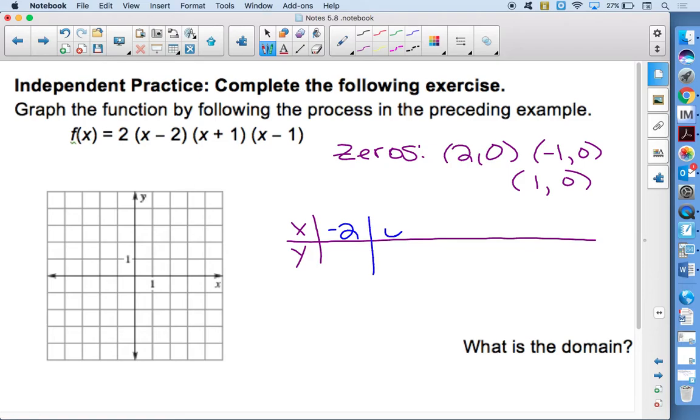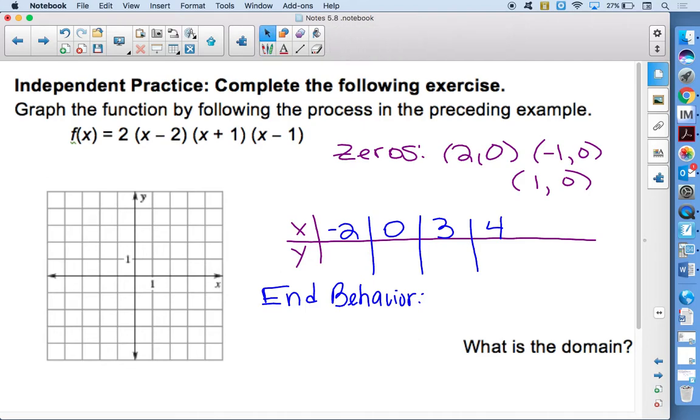And then we would need a 0 for x. We already have the 1 and the 2, so maybe we'll make a 3, and maybe we'll go one more to make a 4 as well, just to get a couple of values. So you want to make sure that you're going less than and greater than the zeros, and then in between them. So we'll be finding the zeros, making a table of values, getting the end behavior, plotting and connecting our points.